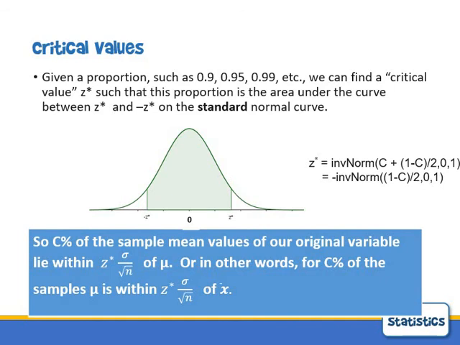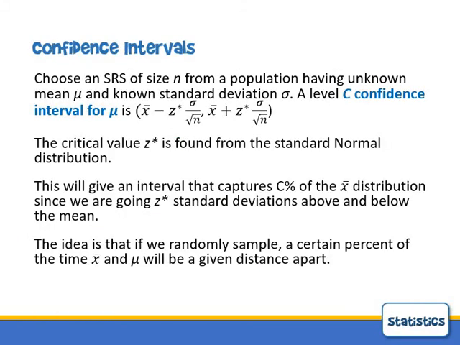So I've said this, but let me read it one more time. c% of the sample mean values of our original variable lie within z star times sigma over square root of n of mu, or in other words, c% of the samples, mu and x bar are that close to each other, z star times sigma over square root of n. So that gives us an interval that c% of the time x bar and mu are going to be that close, and we're going to capture the mean. So again, that's our formula. We can write it with a plus or minus, but we have a lower bound of x bar minus z star sigma over square root of n, and an upper bound of x bar plus z star sigma over square root of n.